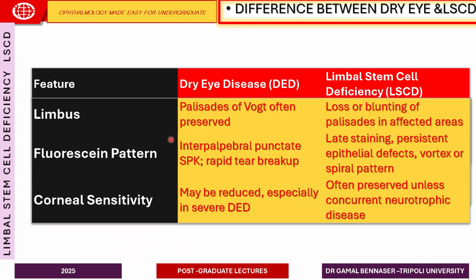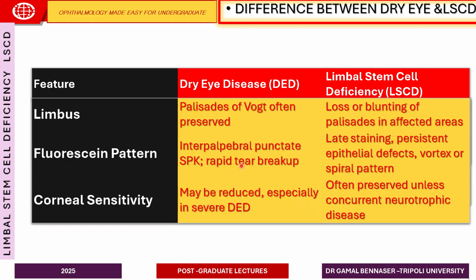That is, when we apply fluorescein, you will find late staining of the fluorescein in cases of limbal stem cell deficiency due to conjunctivalization of the corneal epithelium. However, in dry eye, you find the staining in the interpalpebral area, which is immediate; it is not related to time or late staining. So you will find immediate staining or punctate keratitis in the interpalpebral zone.